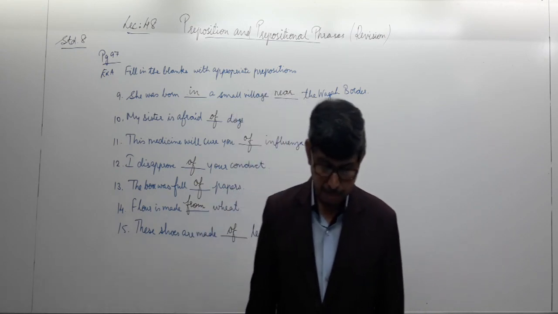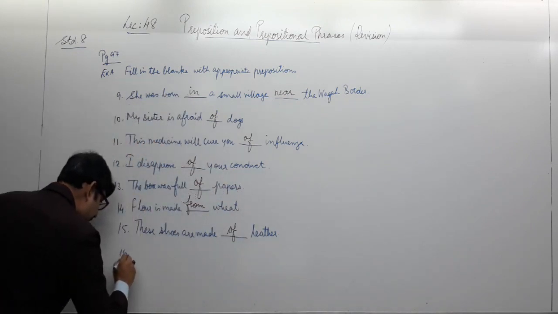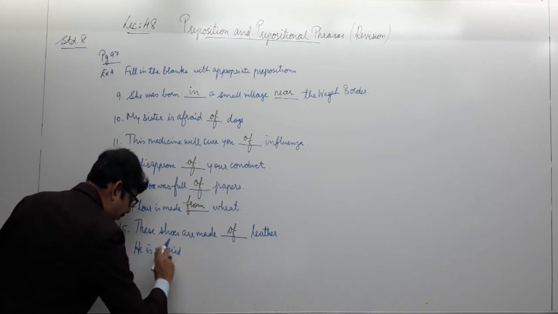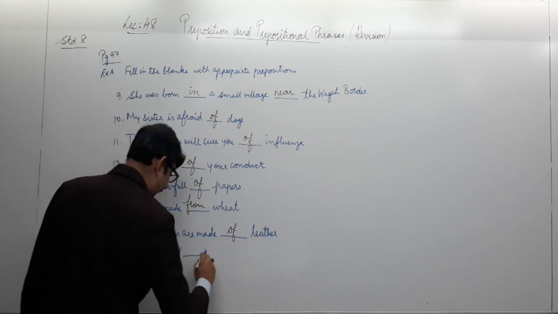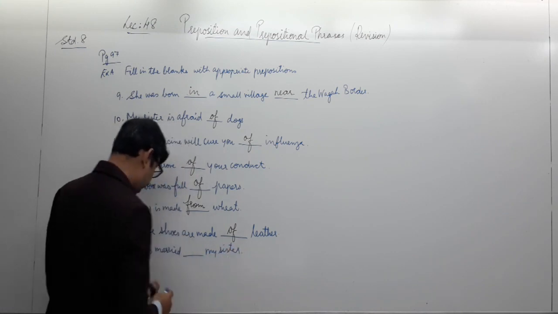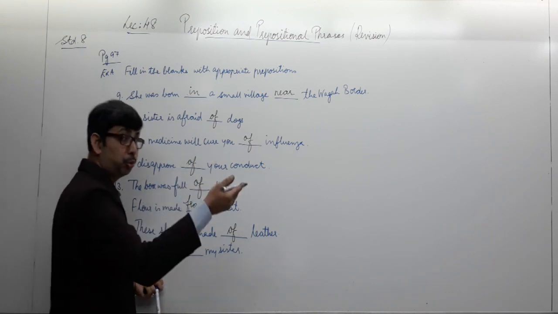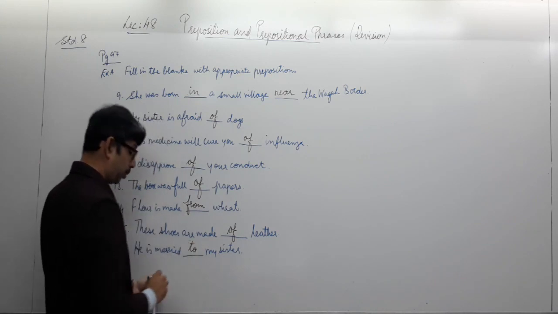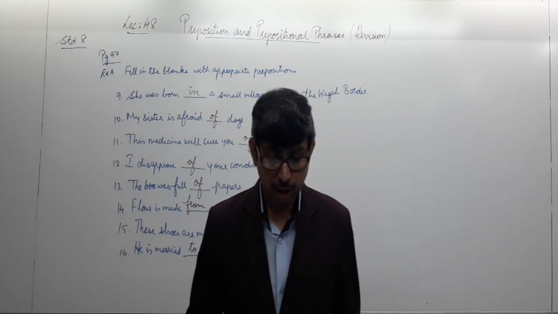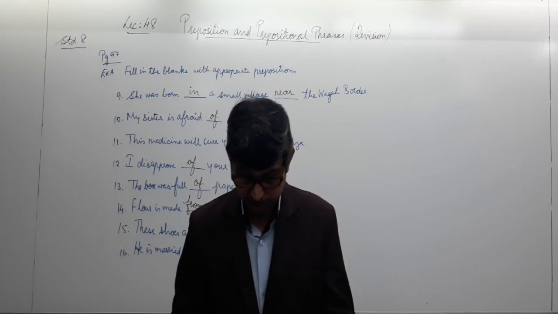Sixteenth one. He is married dash my sister. And the preposition that we are going to insert is a very simple one. He is married to my sister. So we are using a preposition referring to a spatial relationship. So to my sister. Well, moving ahead to the next one.